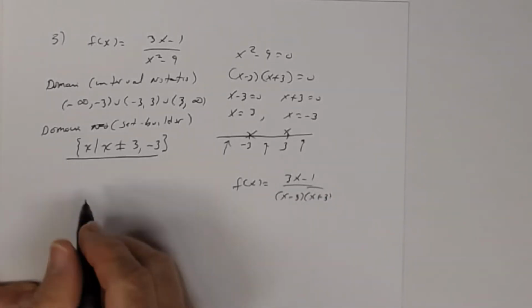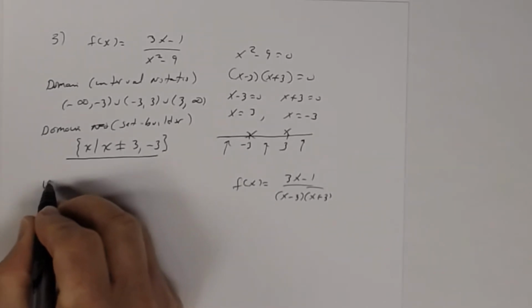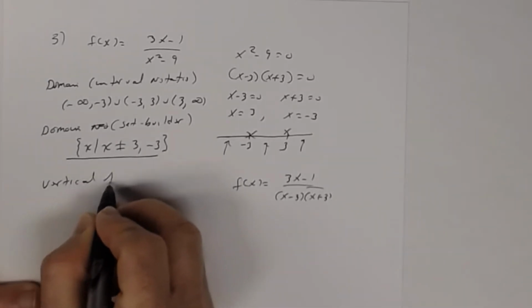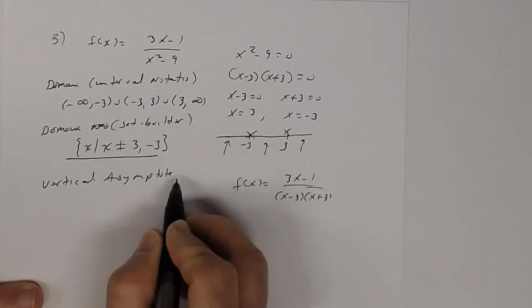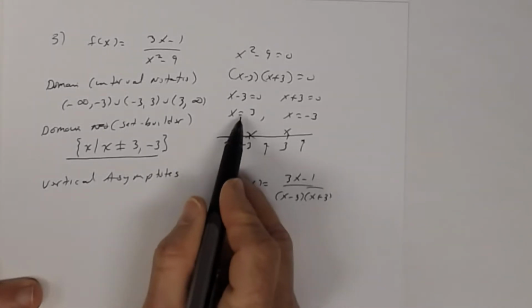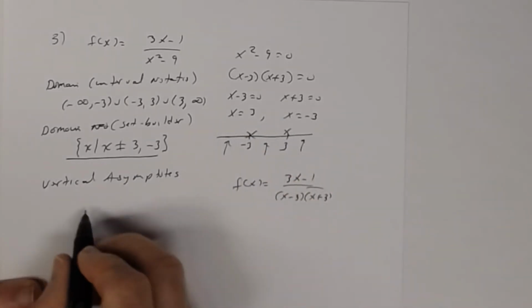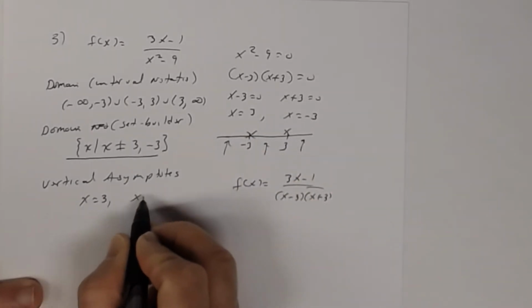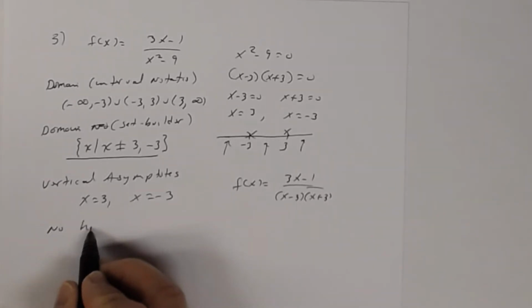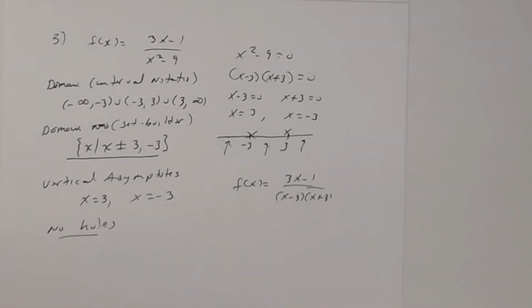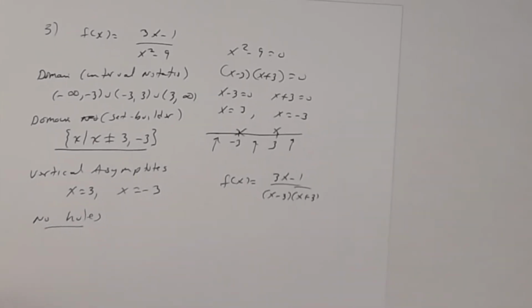Okay? All right, so the vertical asymptotes. It's very important you understand that when writing the vertical asymptotes, you must write them as an equation. x equals 3, x equals negative 3. And so there are no holes in the graph. All right, so that was number 3.